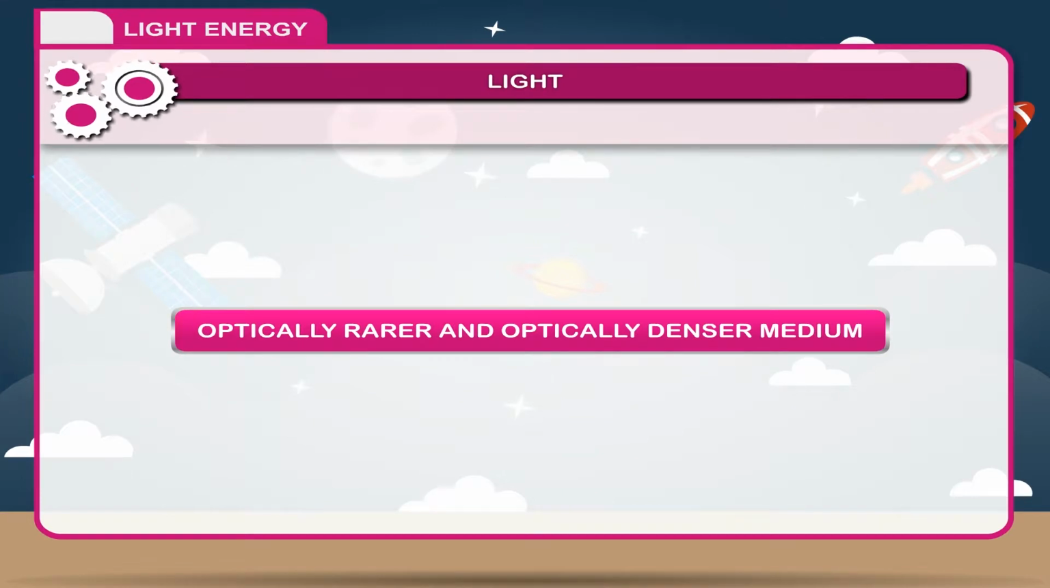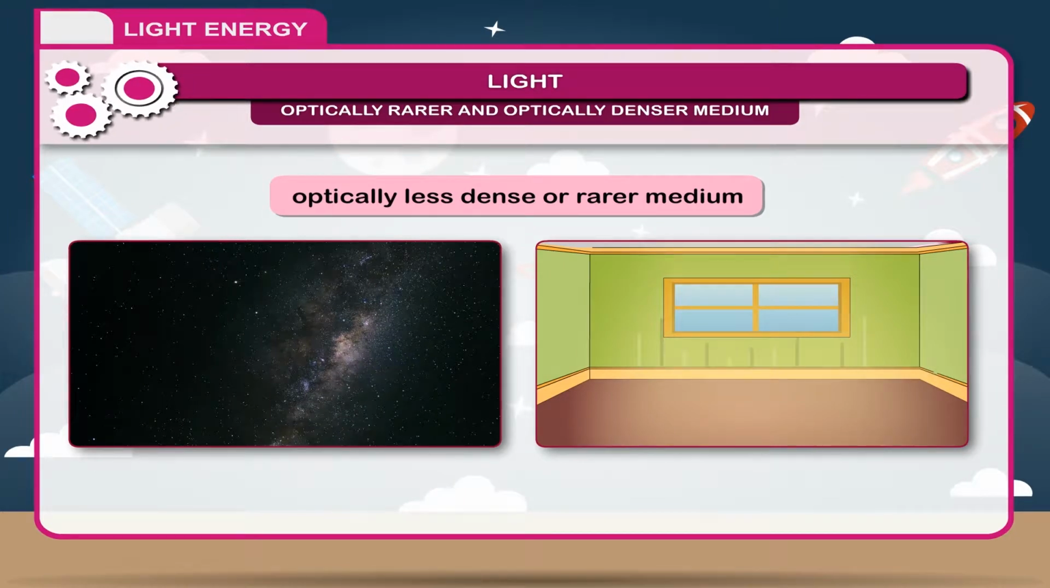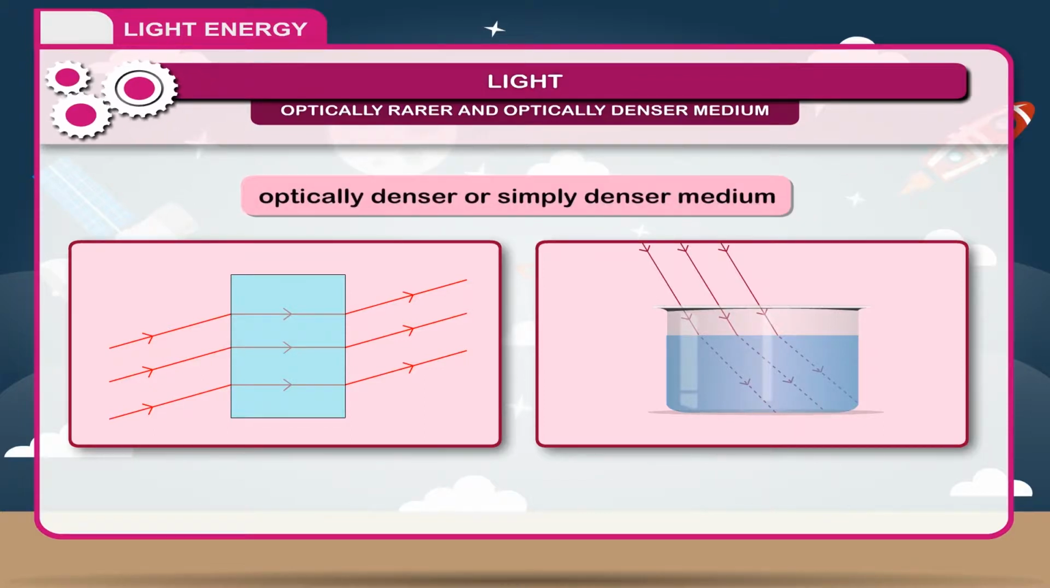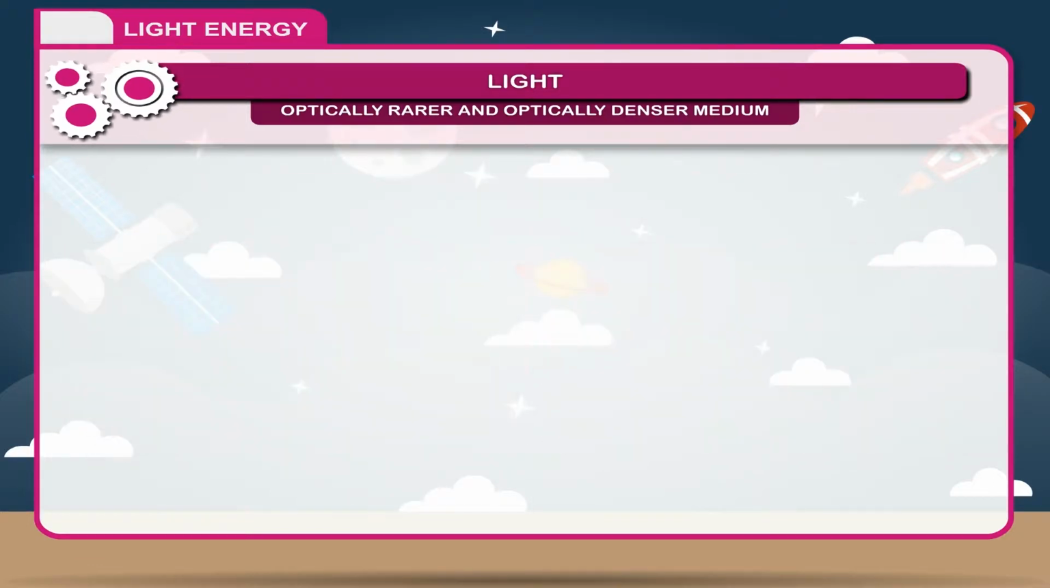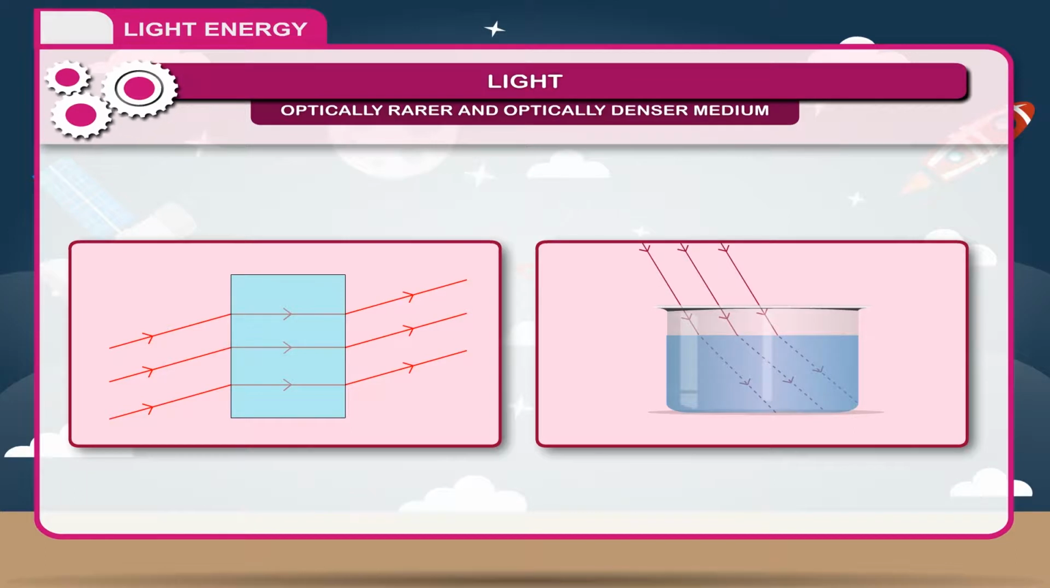Optically rarer and optically denser medium. The medium in which light travels with a greater speed, we say that the medium is optically less dense or rarer medium, while the medium in which light travels with a lower speed, we say that it is optically denser or simply denser medium. For example, the speed of light in glass is approximately 2 × 10⁸ m s⁻¹, while in water it is approximately 2.25 × 10⁸ m s⁻¹. Thus, we can say that glass is optically denser than water.